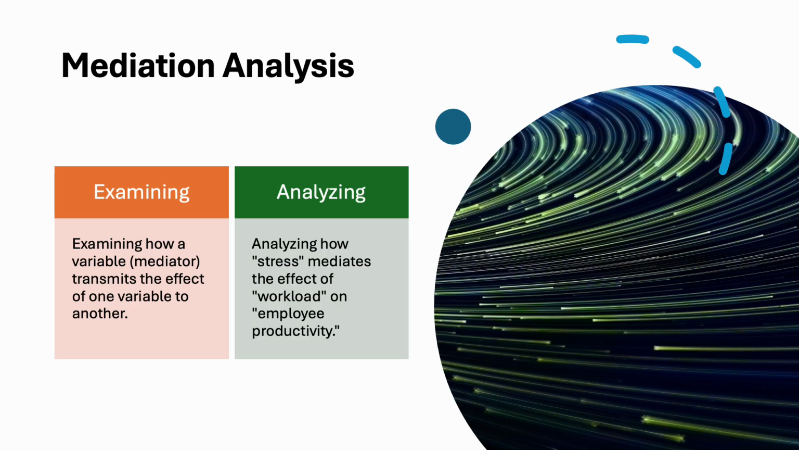Mediation analysis helps us understand how or why one variable affects another by examining a mediator, which is a variable that transmits the effects. For example, stress might mediate the relationship between workload and employee productivity. This means that a heavy workload increases stress, and stress in turn reduces productivity. By studying a mediator, we can see a step by step process of how changes happen.